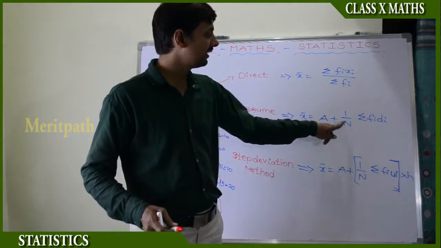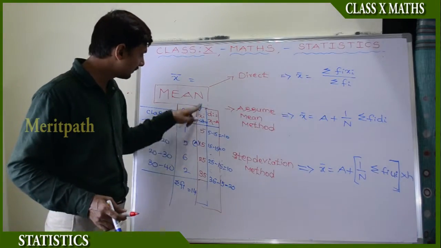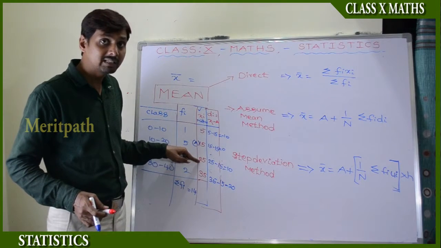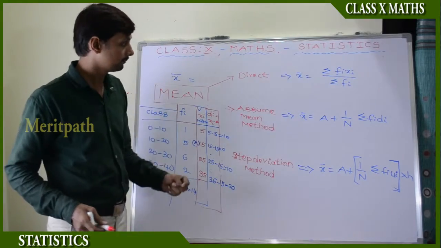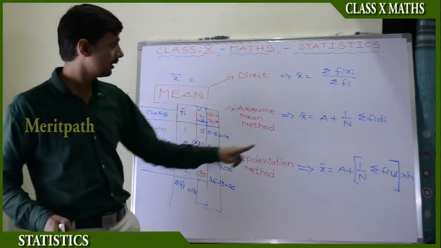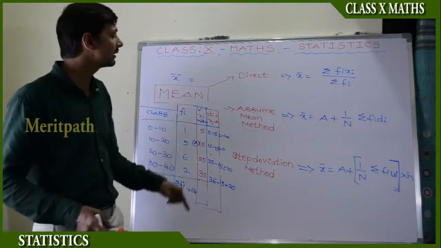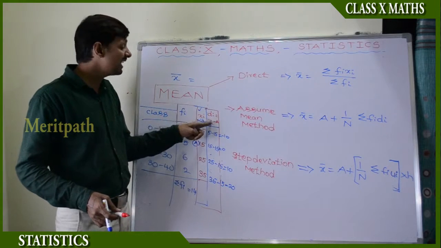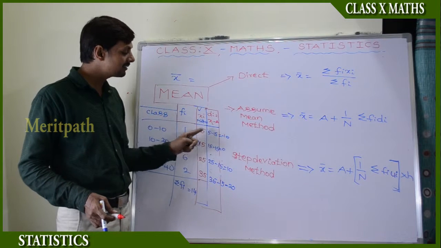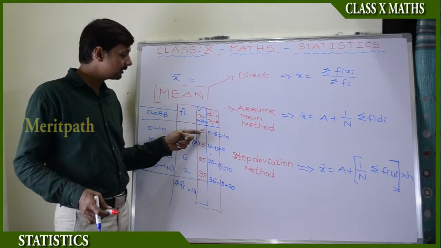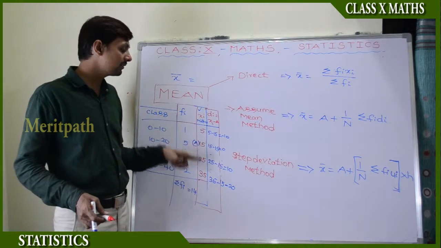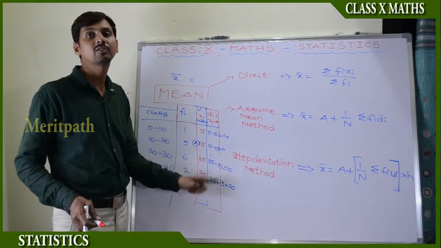So n is the sum of the frequency, and a is the assumed mean, taken from the middle of the observations. Either one of the two middle values we can take. Fi is the frequency, and di is the deviation, which we have discussed, that is xi minus a. Xi we take from the mid values, and a is the assumed mean. 5 minus 15, 15 minus 15, 25 minus 15, 35 minus 15 will give us all the values of di.